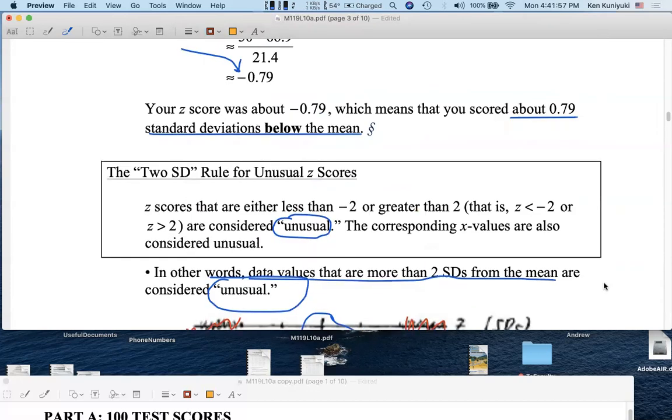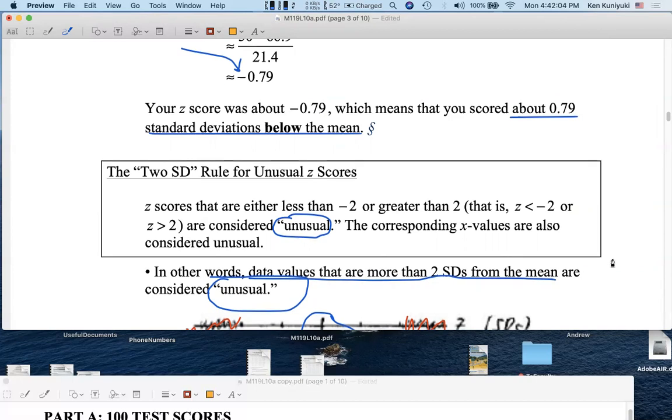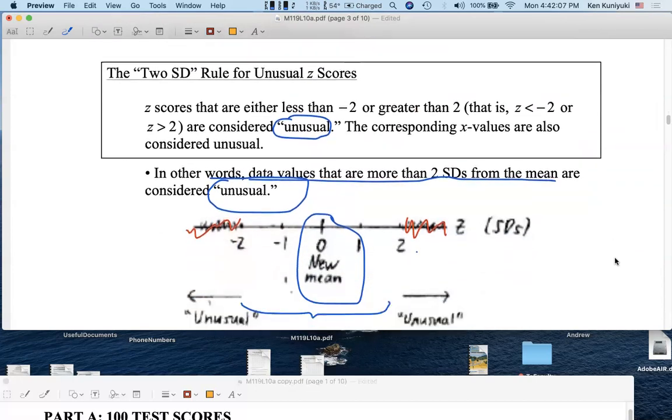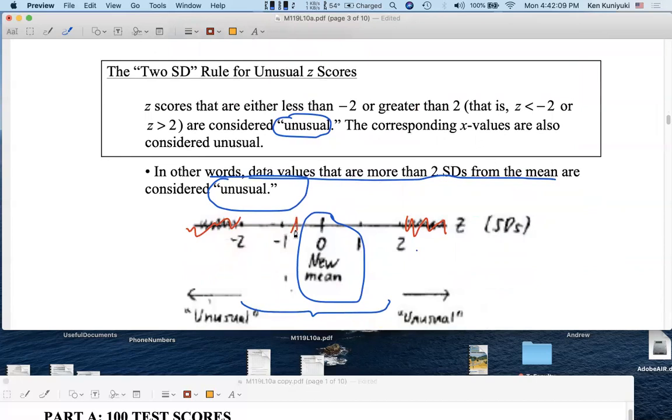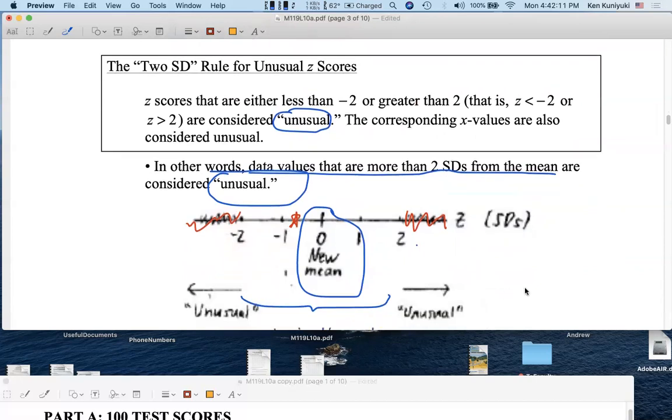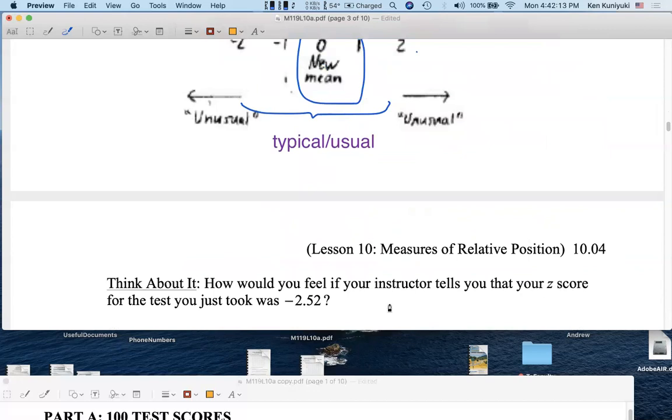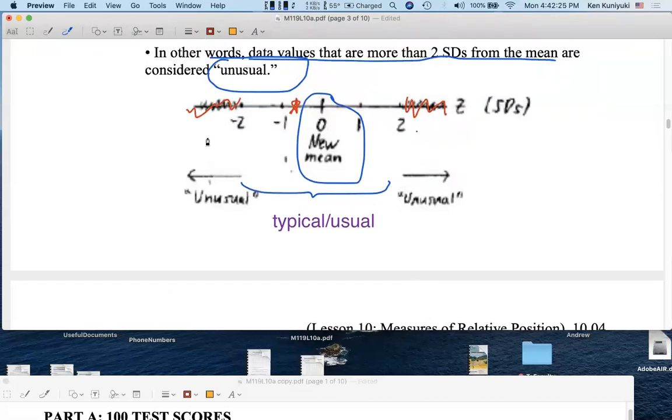So remember, your z-score is negative 0.79. Did you do unusually poorly? No, you might not be happy with it, but you did not score unusually poorly. You're here. Now, how would you feel if your instructor told you that the z-score you got for a test was negative 2.52? How would you feel about that? Probably pretty badly because you scored unusually poorly. Negative 2.52 would be somewhere over there.